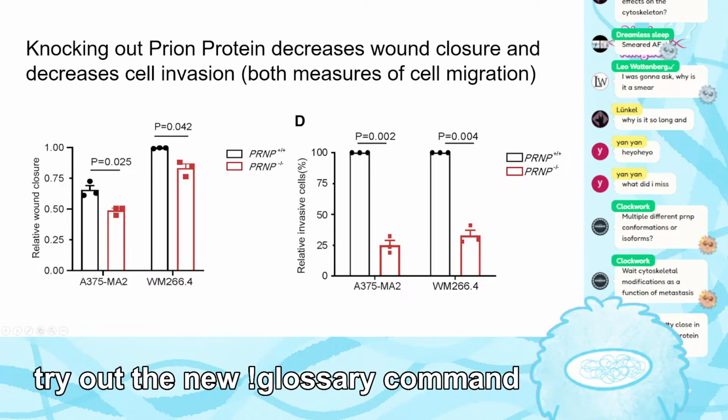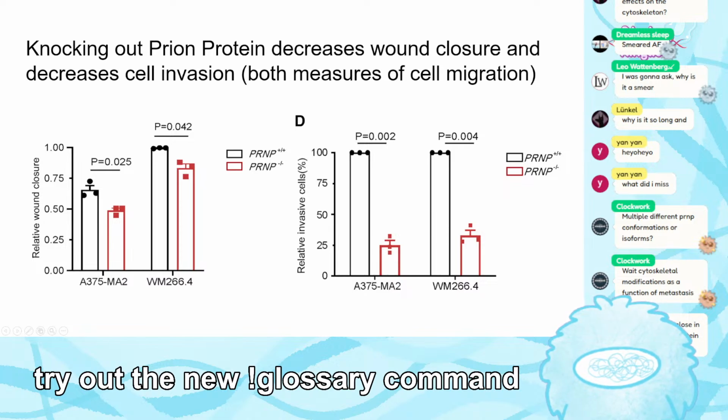Similarly with invasion, I'm not going to go over how this was done because I didn't have time to really figure it out, but this is very dramatic, right? Losing the prion protein causes an enormous, precipitous decrease in the ability of these melanocytes to invade neighboring cells. So that, I think, is really strong evidence for the prion protein playing a mechanistic role in metastasis, at least in culture.